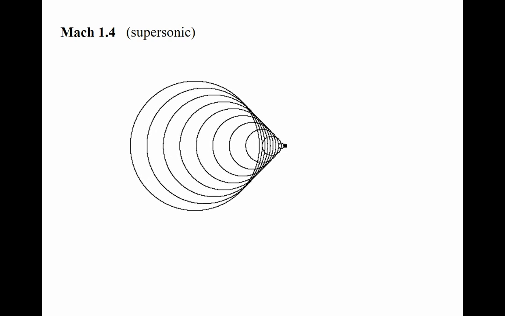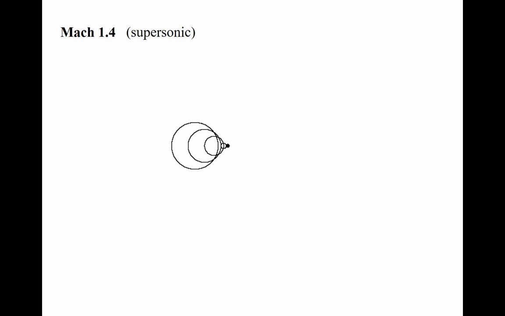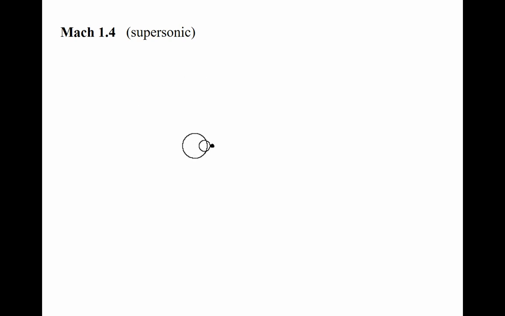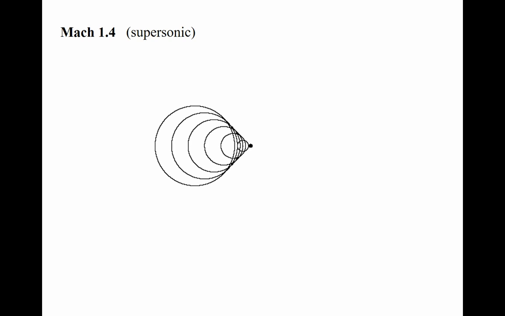By the way, Mach 1 is the speed of sound. So Mach 1.4 would be 1.4 times the speed of sound. So in this case, you're giving off sound waves, but then you're actually going faster than the sound waves, so they're constantly trailing behind you.